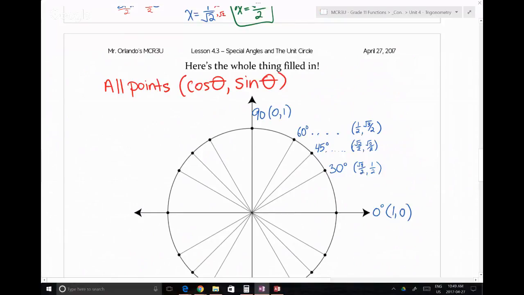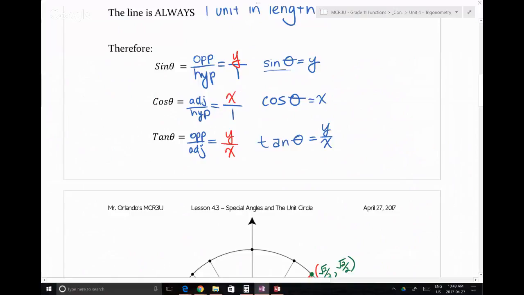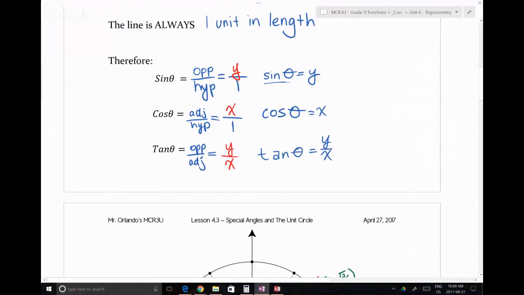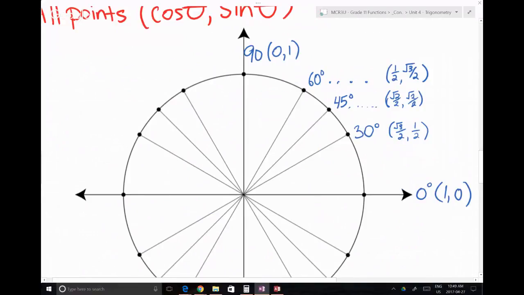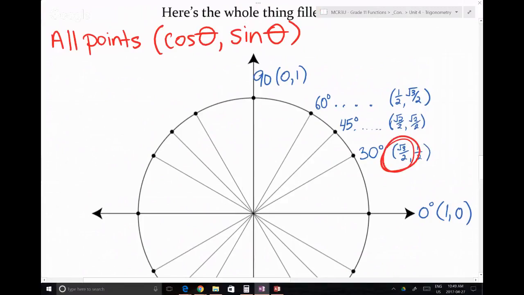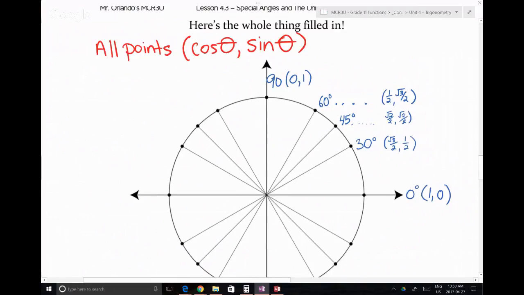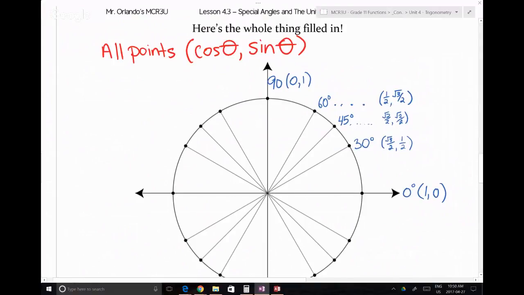That x value tells you the cosine, because that's what we find here. The cosine is just x over hypotenuse. Hypotenuse is always 1. So the x value will be the cosine, which means that the cosine of 30 degrees is exactly √3/2. The cosine of 60 degrees is exactly 1/2. And the cosine of 45 degrees is exactly √2/2. And the y value in every case is the sine of that angle. So that's why this becomes useful.